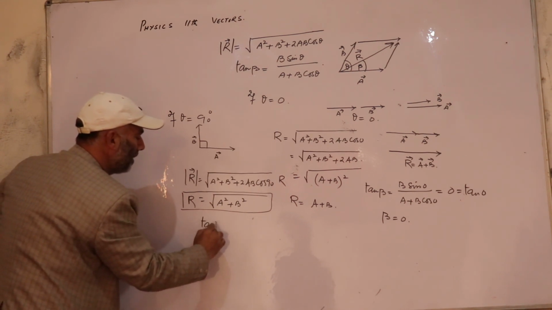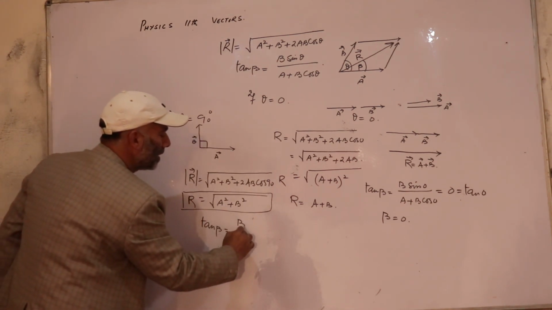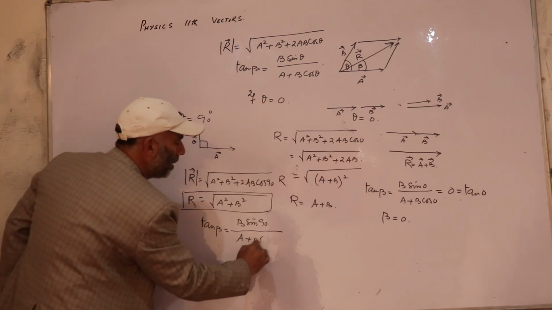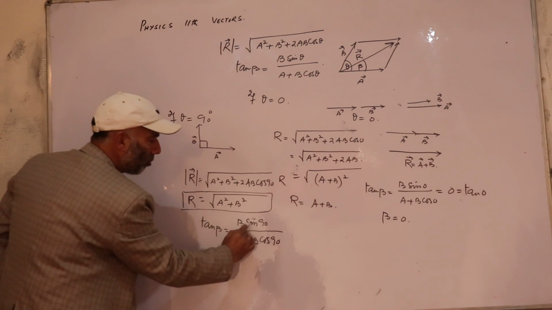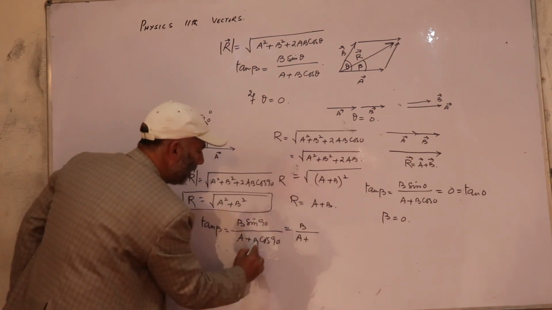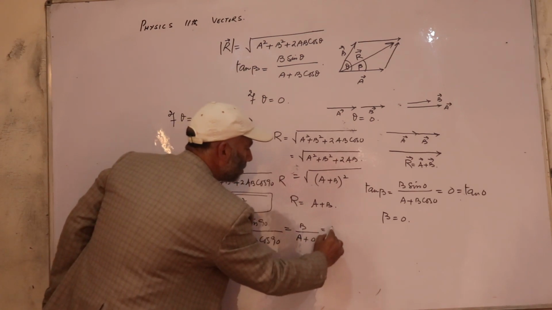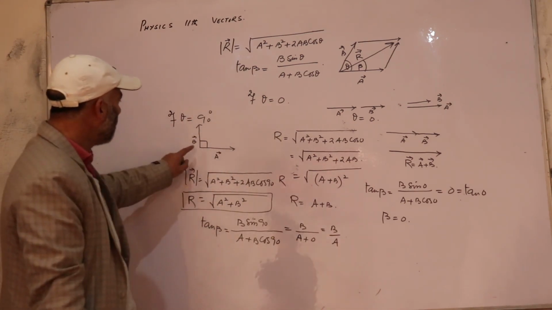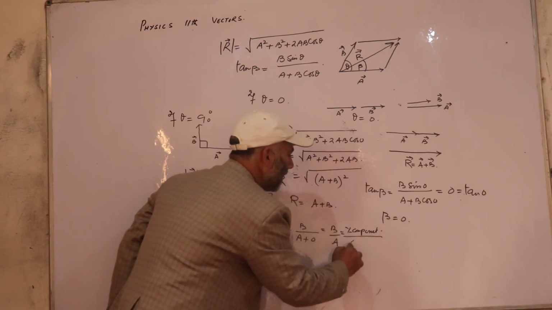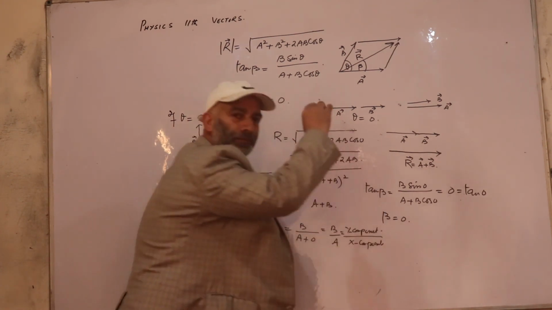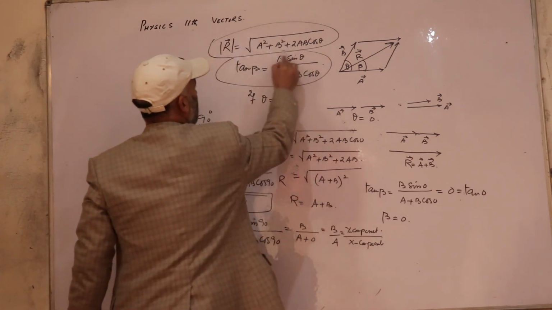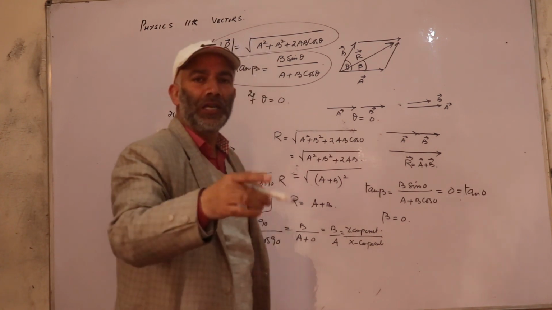So tan beta is equal to B sin 90, since we are talking about perpendicular vectors, divided by A plus B cos 90. Since sin 90 is 1, this is B divided by A plus B cos 90, and cos 90 is 0, so it is B by A. So B by A can be written as the Y component divided by the X component. Remember this equation. These are the final equations. With the help of these equations, we can calculate the magnitude and direction of the resultant in the case of the triangle law or the parallelogram law.